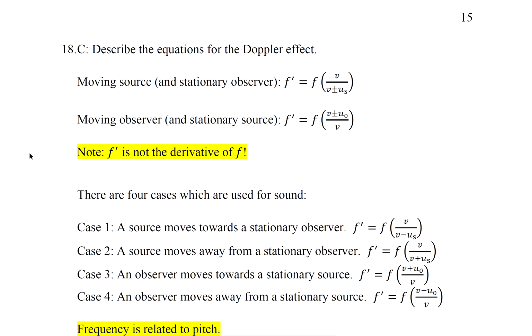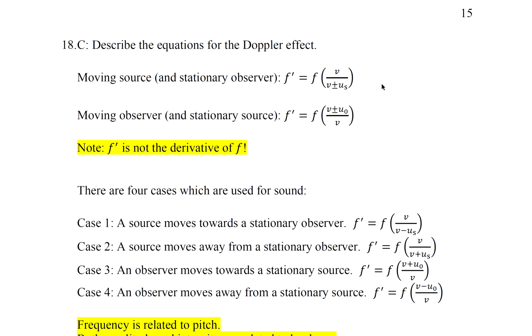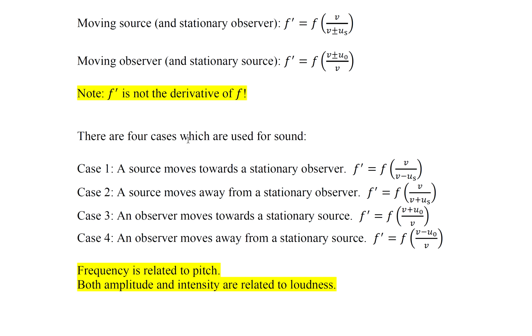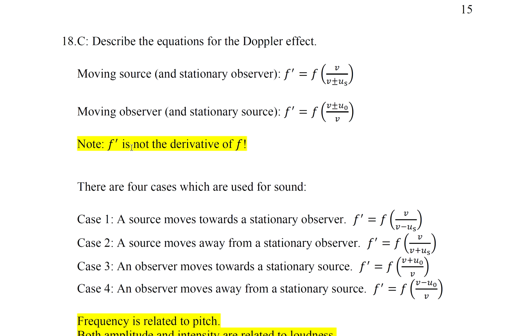Question 18, describe the equations for the Doppler effect. So if you have a moving source and stationary observer, we have this equation here. If we have a moving observer and stationary source, we have this equation here. So f prime is not the derivative of f. Okay. f prime is the measured frequency, the observed frequency. So there are 4 cases which are used for sound.